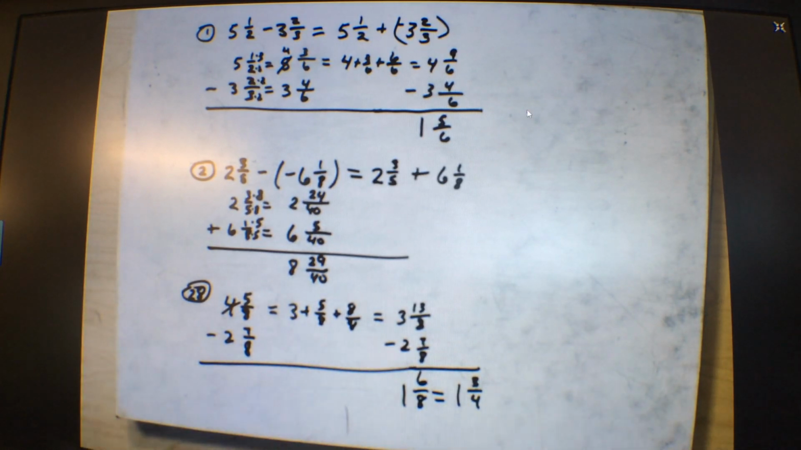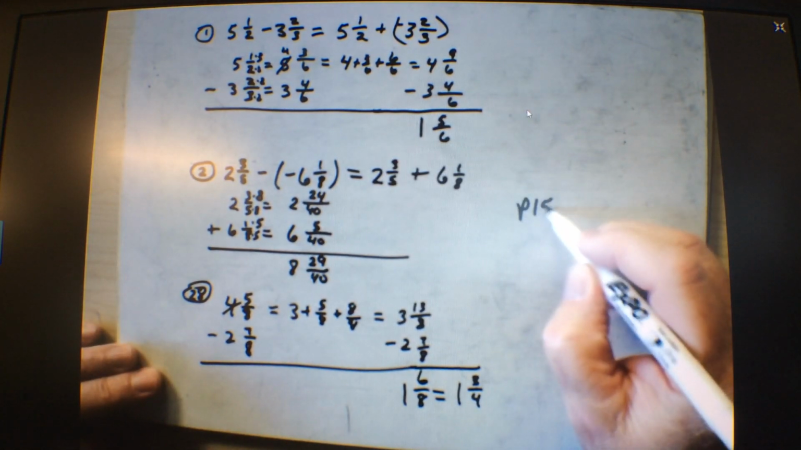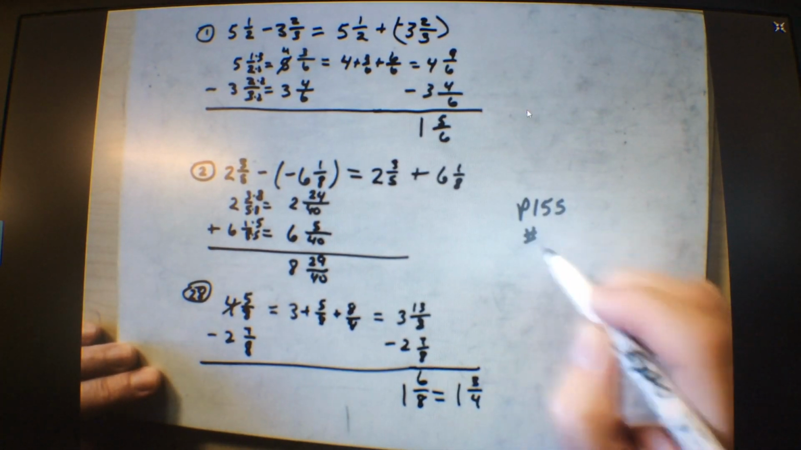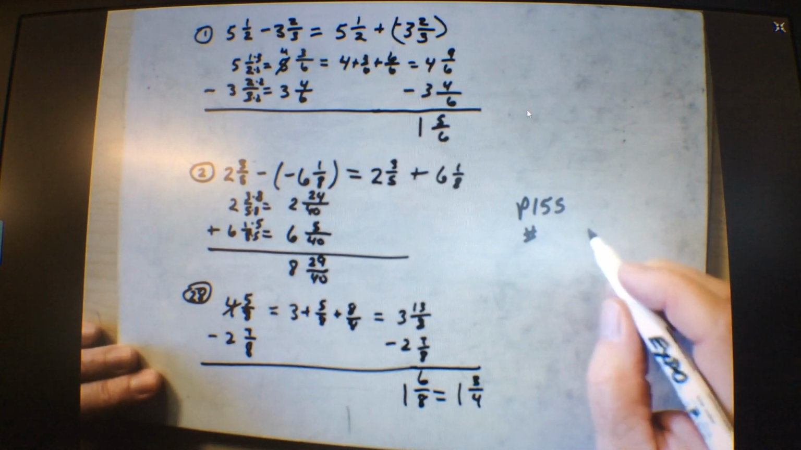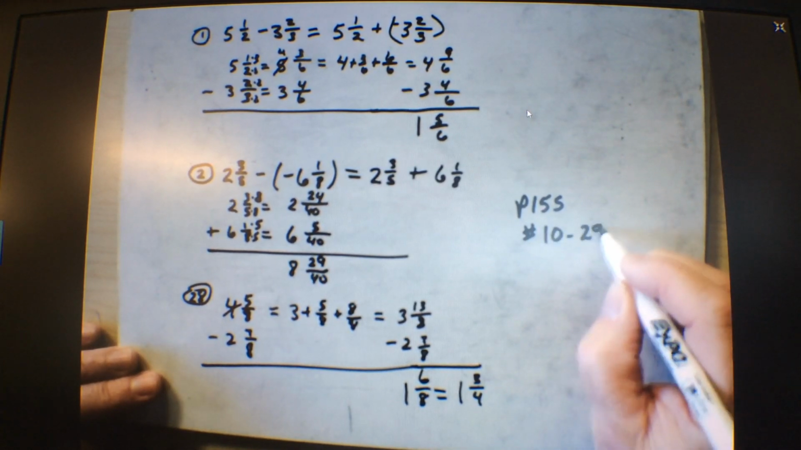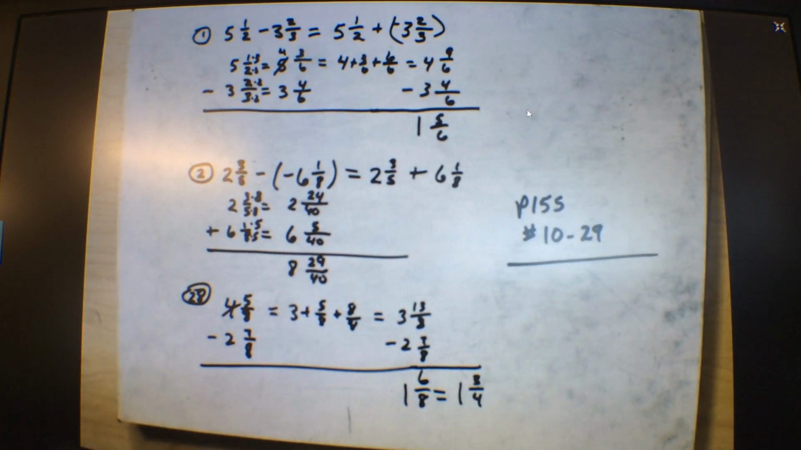Okay. So your assignment is page 155, numbers 10 through 29. I would like it done tomorrow, please. Okay. Emma, would you at some point go up and erase first period and put the 155, 10 through 29 in there? Do you have any more questions, Olivia? No. Okay. All right. We will begin then.